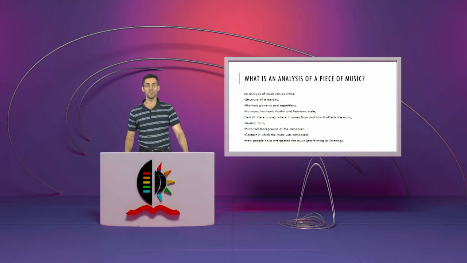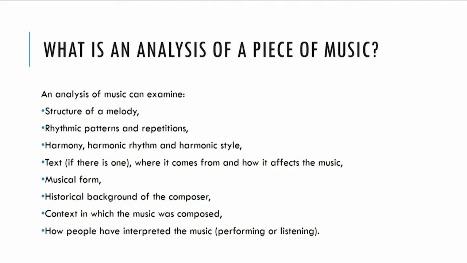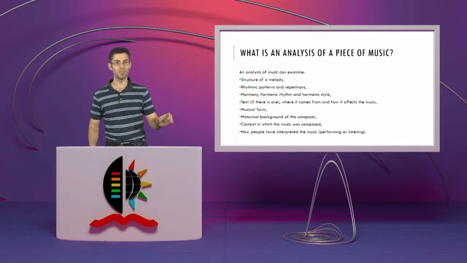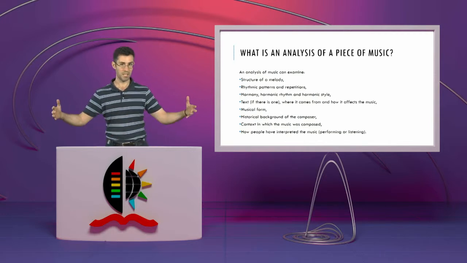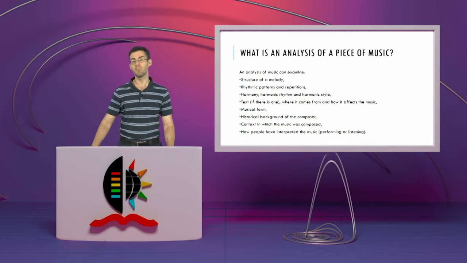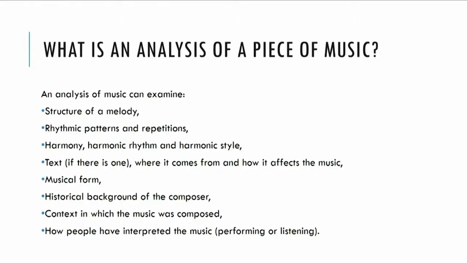So, an analysis of music can examine all sorts of different things. It can do all of these things together, but it can do them separately as well. So it can look at the melody or the structure of the melody. How did the composer put the melody together? Then it can look at rhythmic patterns and repetitions. Is the composition made up of little patterns that are repeated over and over again, or is the rhythm different from beginning to end? It can examine how the composer uses harmony or harmonic rhythm and harmonic style.